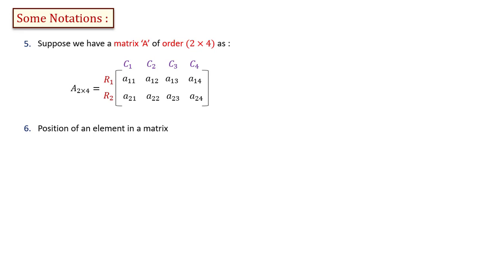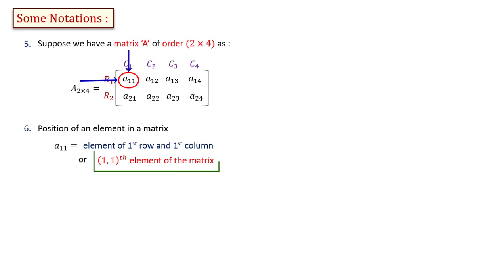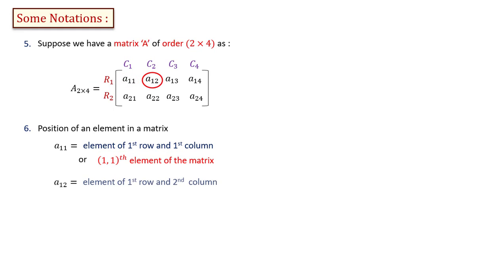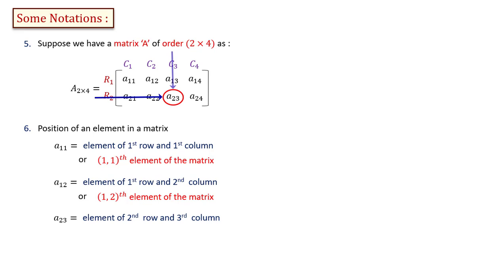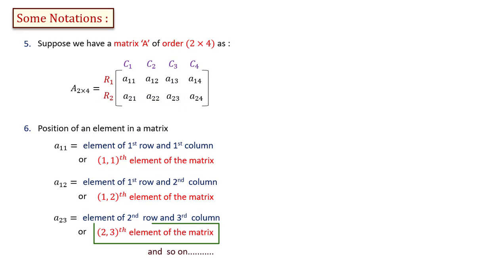The elements of a matrix are identified by their position, that is, by row and column numbers. For example, in matrix A, A11 is the element of first row and first column, or A12 is the element of first row and second column, or A23 the element of second row and third column. Now, to make this concept more clear, we are taking an example.